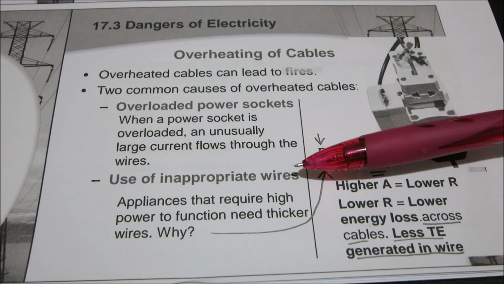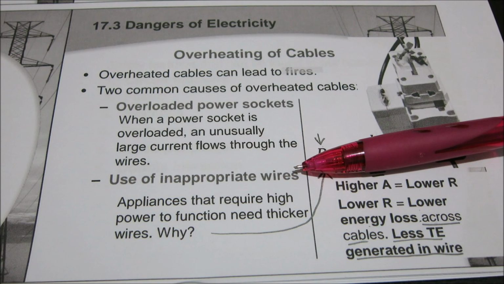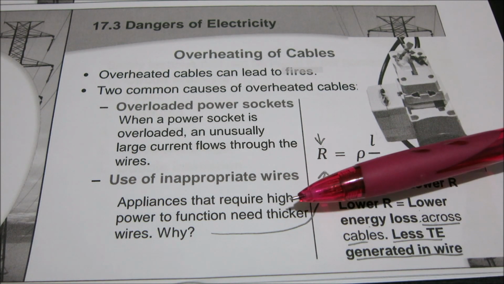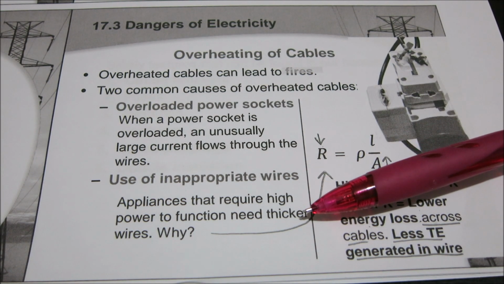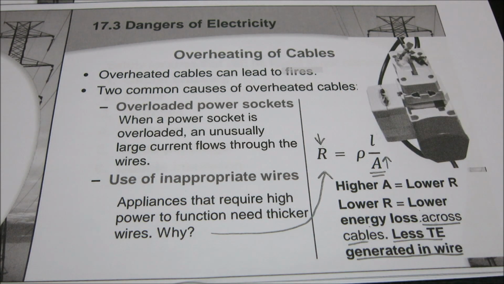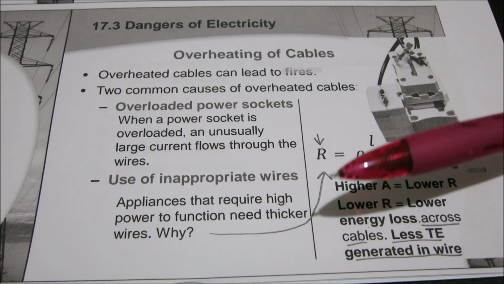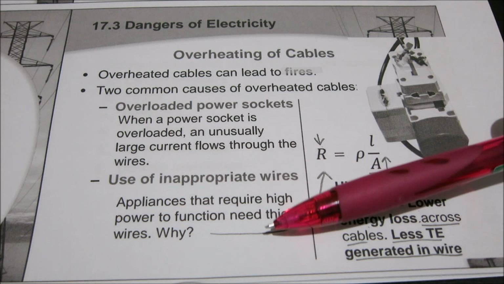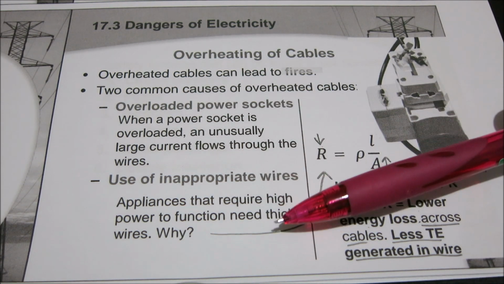Now, uses of inappropriate wires as well. So certain appliances that require high power, you in general need thicker wires. So if you look at it, your phones, they in general don't need such a thick wire. You just need a thin wire. While for your fridge, microwave, or your PC, you need in general a slightly thicker wire.